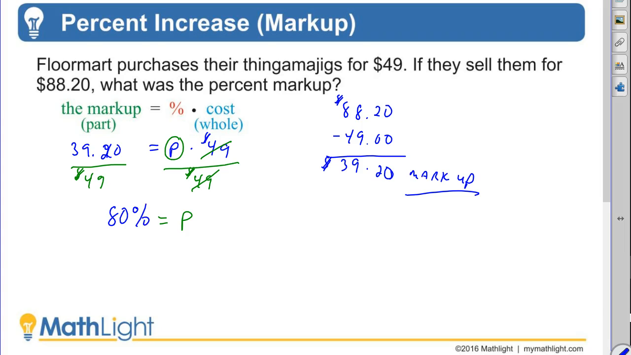Does my answer make sense? Okay, it's a $50 item, roughly. So on this one, I do know my fifths well. So $10 is 20%. $20 is 40%. $30 is 60, and $40 is 80. And we marked it up about $40. Okay? 80% is my percent markup, and that's the answer to the problem.